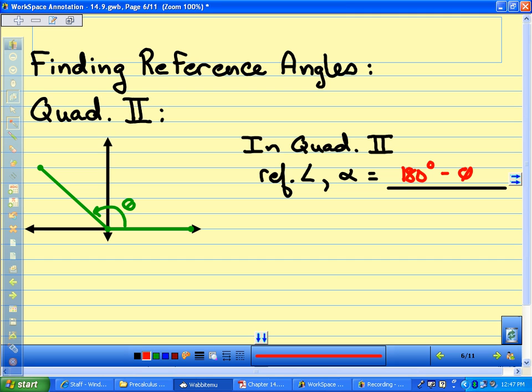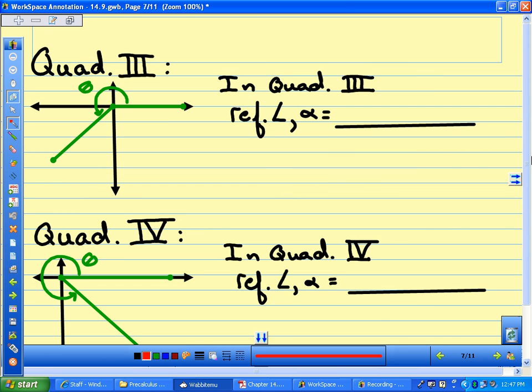Okay, 180 minus theta. And again, that 180 minus theta falls in right here along the terminal side and the negative x-axis. That's my reference angle alpha. And alpha is equal to 180 degrees minus the theta that we know, again based off the terminal side and the x-axis. Let's extend it into quadrant 3 now then.